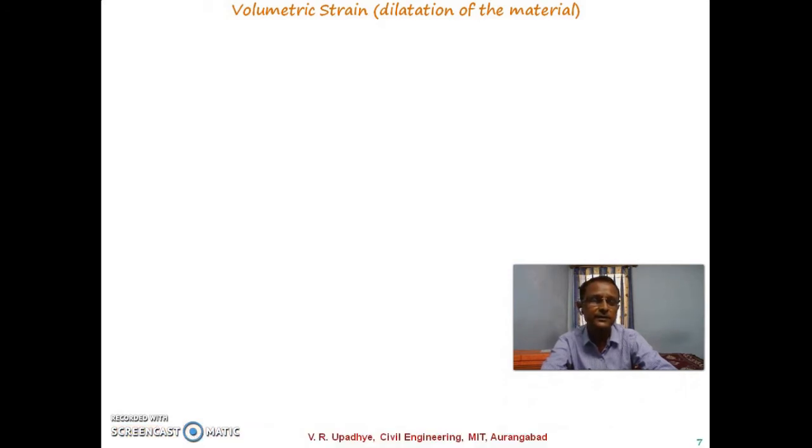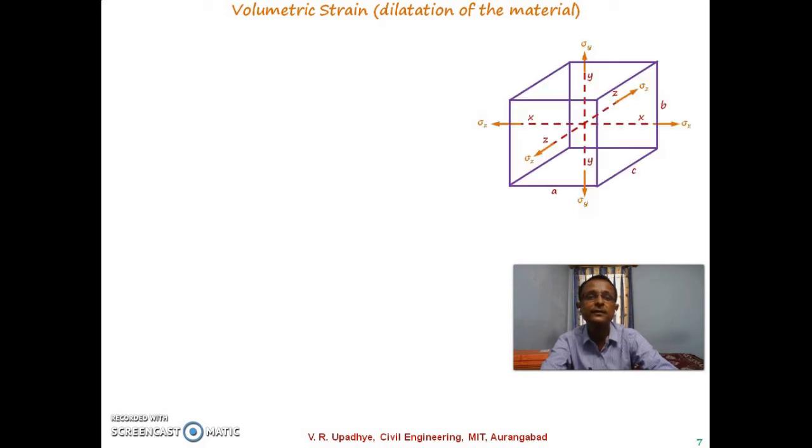In case of strain, we said that it is a ratio of change in length to original length, or change in dimension to the original dimension. So if we are analyzing a three-dimensional stress system, then there will be a change in volume. So we will discuss volumetric strain. Say for example, along the x-axis, y-axis and z-axis we have sigma x, sigma y and sigma z stresses, and it is given in this diagram that all these stresses are tensile.